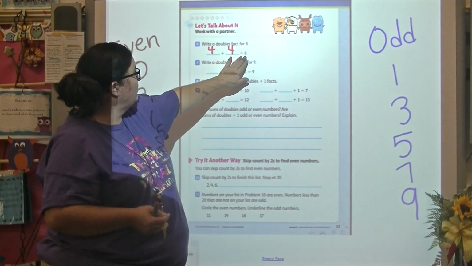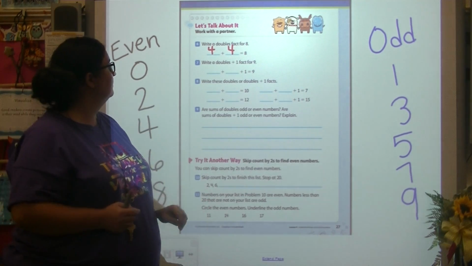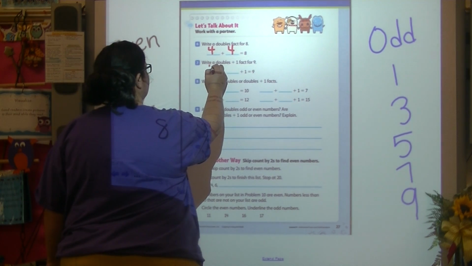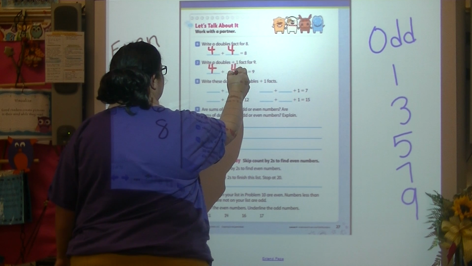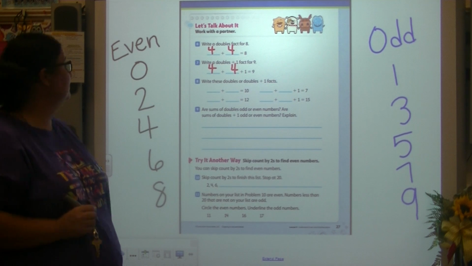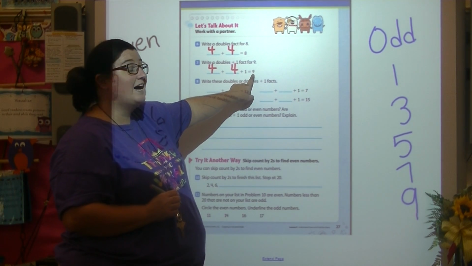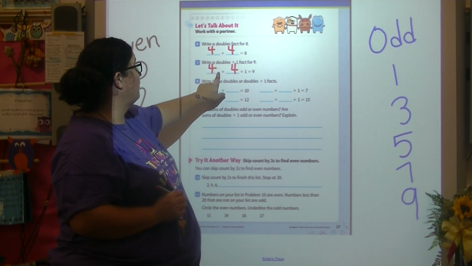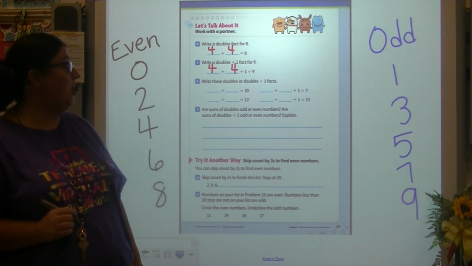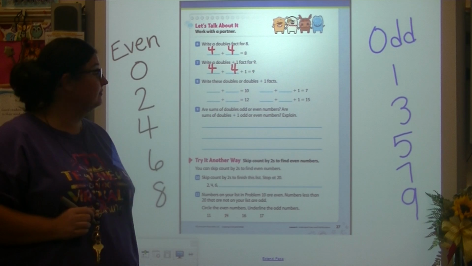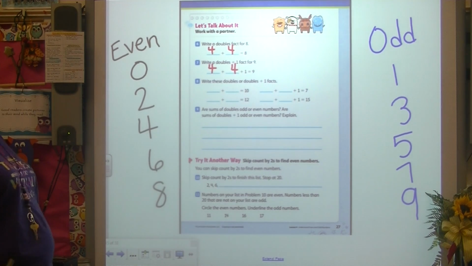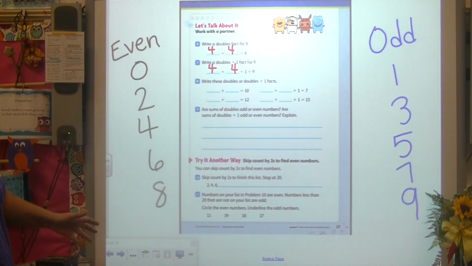So what doubles fact did we use to make 8? 4 plus 4. So in order to make 9, you have to have 4 plus 4 plus 1 more makes 9, because it is an odd number. You do not have an equal amount. You have 1 left over. That makes 9 odd.